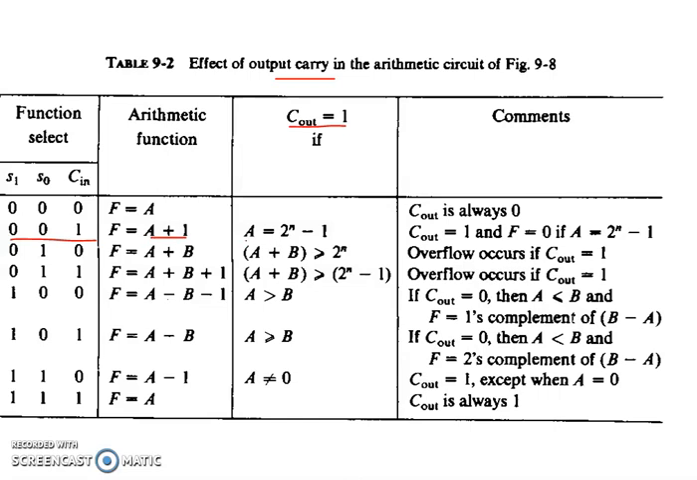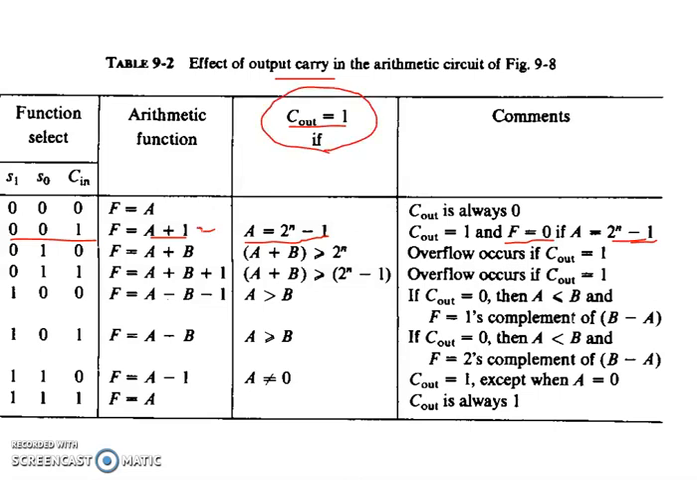And that is when A is equal to 2 raised to n minus 1. And F will provide the output as 0. If Cout is equal to 1, F is equal to 0, if A is equal to 2 raised to n minus 1. So this is the effect of carry.